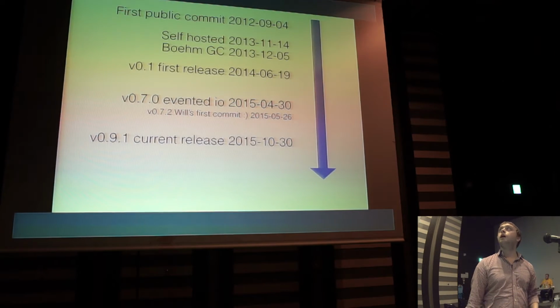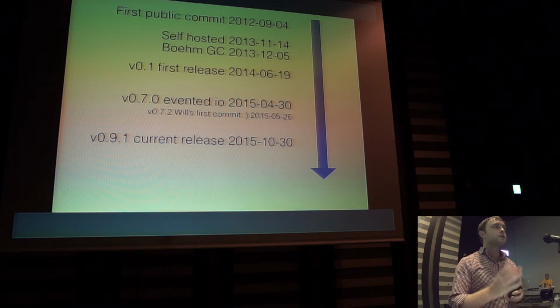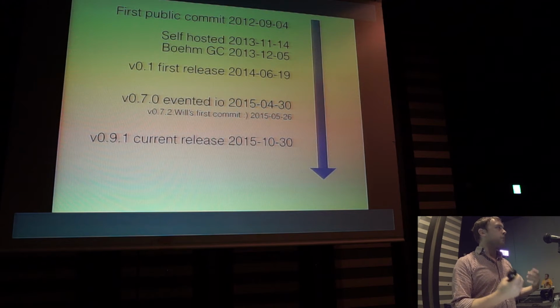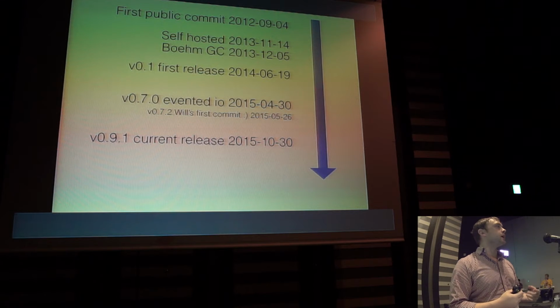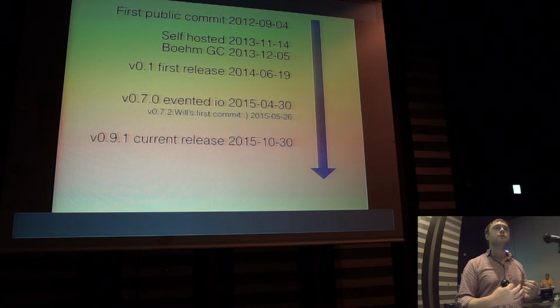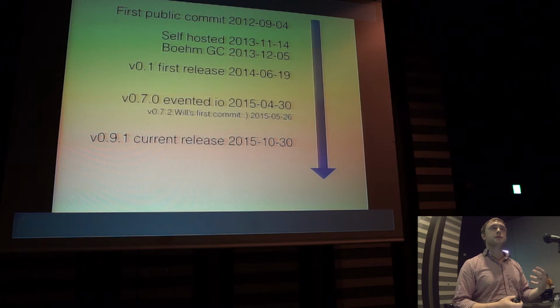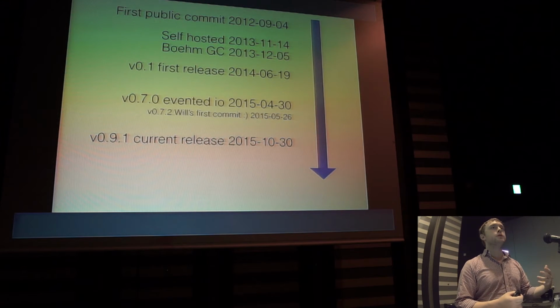A quick timeline of how Crystal has progressed. The first public commit was back in 2012. The commit had already a bunch of things in it, the lexer, the parser, and so on. In 2013, it became self-hosted. And so the entire standard library, the compiler, the parser, the lexer, is all in Crystal itself. Before that, it started out as Ruby, and the Ruby would generate the LLVM instructions. But once it got sufficiently advanced enough, they ported it over to be Crystal.